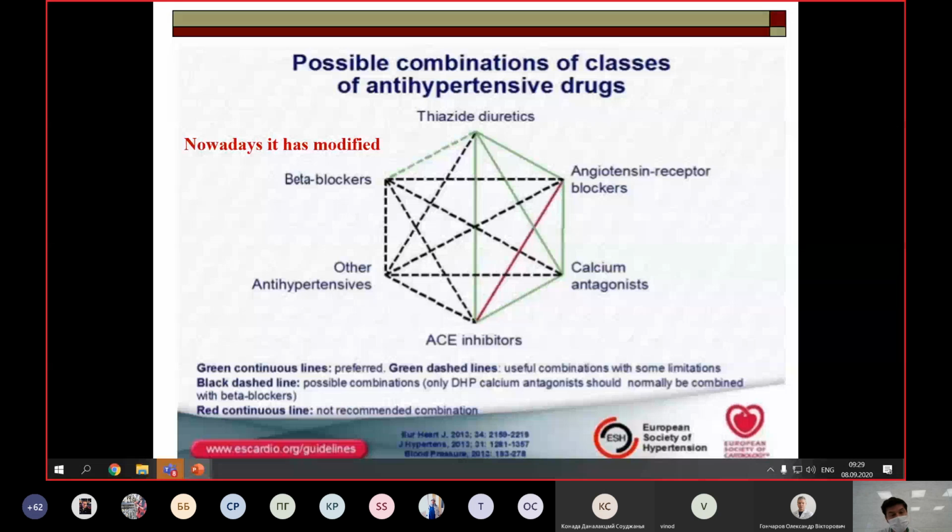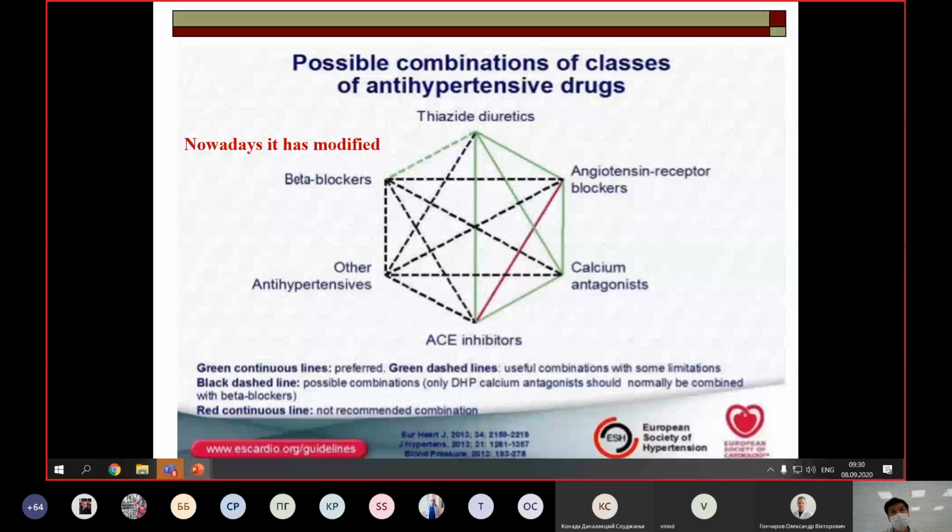Previously, there were some very clear recommendations, for instance, drugs that are recommended generally for the treatment of patients with arterial hypertension: thiazide-like diuretics, angiotensin II receptor blockers, calcium channel blockers, ACE inhibitors, and beta blockers. All 5 classes of drugs are recommended generally for initiating the treatment. But nowadays this scheme is modified, and please take into consideration that all combinations can be recommended apart from one: angiotensin II receptor blockers with ACE inhibitors.